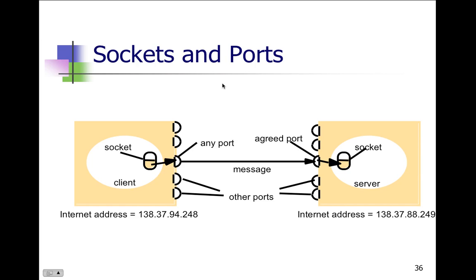So in terms of the sockets and the ports, we're looking at a client and a server. A socket is created on the client, a socket is created on the server, and the socket is bound to a port, an agreed-upon port. On the client, it doesn't matter what port they use, any port works. But on the server, we have a port number that we're going to connect to. Then we send a message back and forth. We might have other ports out there that are just open, or they might be closed. It doesn't really matter. We have an internet address over here and an internet address over here. We're not going through IP, though. We're going on top of IP.